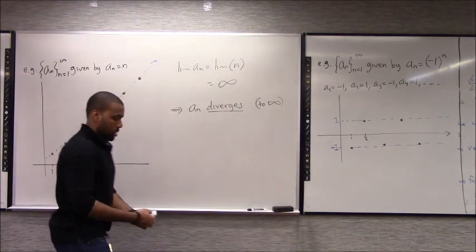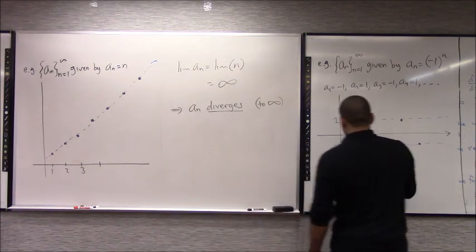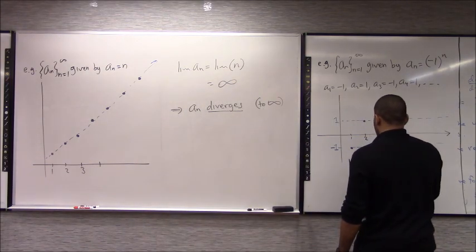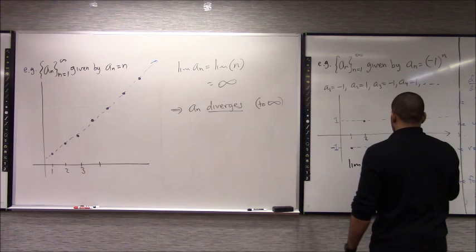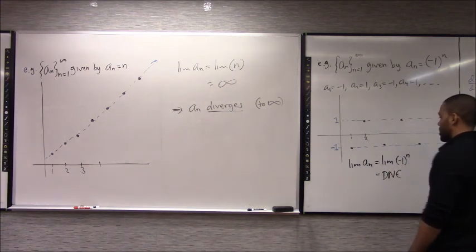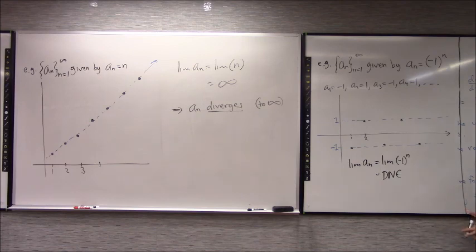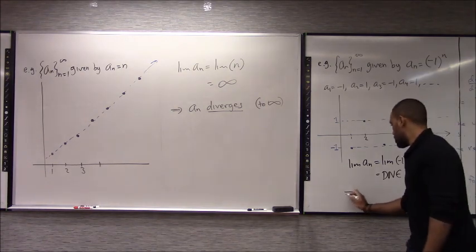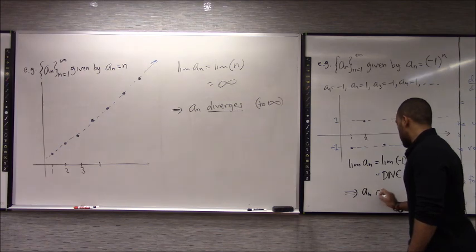So here, if I were to take the limit of a_n, this is just the limit of (minus 1) to the n, and this one just does not exist. It does not approach anything. It doesn't approach infinity or negative infinity or a number. It just keeps bouncing up and down between two distinct numbers. So I can also say here, a_n diverges.